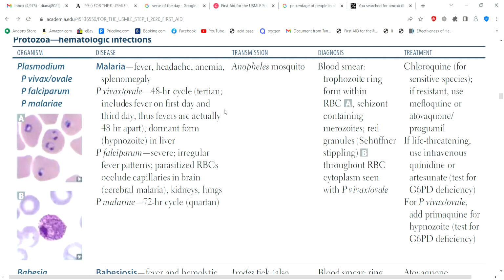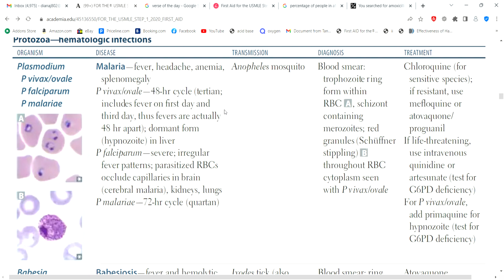The treatment: chloroquine for sensitive species. If resistant, give mefloquine or atovaquone-proguanil. Okay, so atovaquone-proguanil for travelers to chloroquine resistant areas. So travelers going to areas that are chloroquine resistant, which means it is the tougher ones. It is a tougher form of malaria. Give them atovaquone-proguanil.